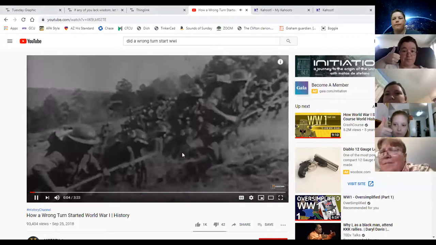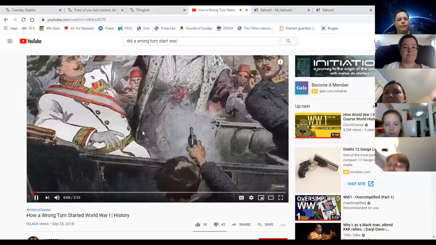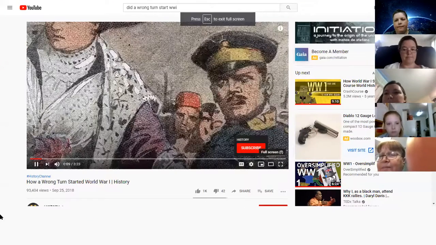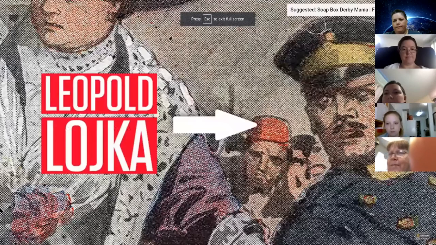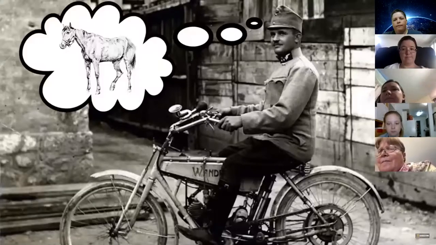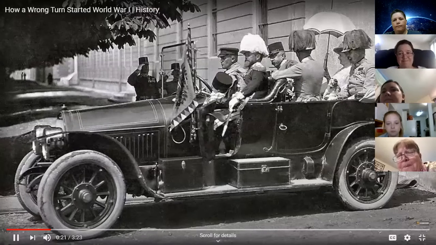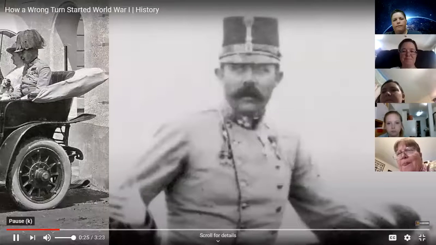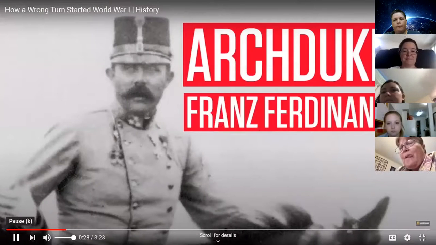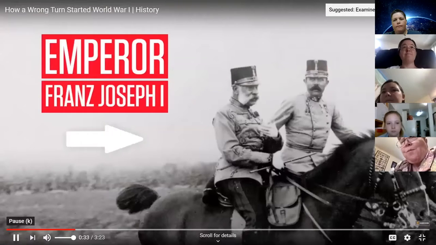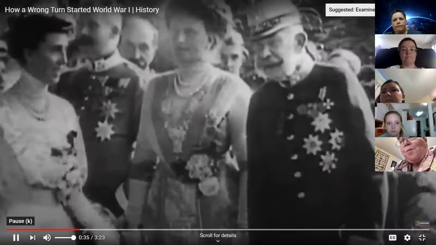Sure, most would say World War I started with a gunshot. A lot more to the story. This is Leopold Loika. He was born on September 17, 1886, in the old Bohemian village of Telch. Originally a horse wrangler, Leopold moved on to real horsepower when he became Archduke Franz Ferdinand's chauffeur in 1909. Archduke Ferdinand was first in line to the Austro-Hungarian throne, then occupied by Emperor Franz Joseph I. But serving as emperor wasn't all it was cracked up to be.